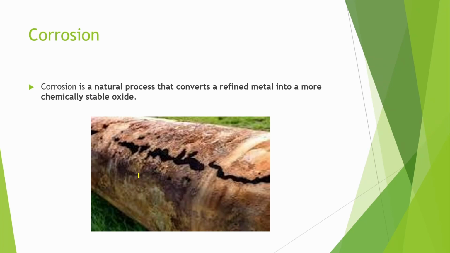Corrosion is the process of slowly eating up metals by gas and water vapor present in the atmosphere, due to the formation of certain compounds like oxide, sulphite and carbonate. So basically it converts it into a refined metal and into a more chemically stable oxide.